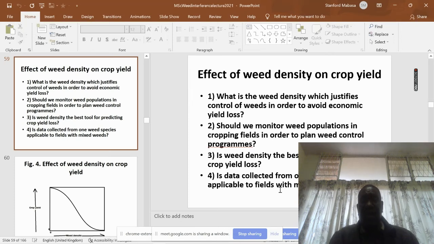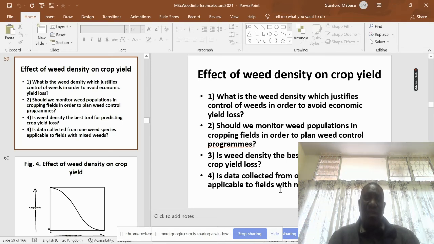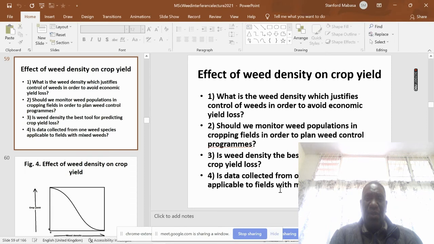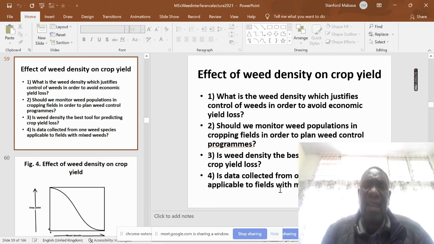The other issue is, is it important to go in the field and do some weed counts or monitoring weed populations so that we can plan weed control programs? Is weed density the best tool for predicting crop yield loss, or could there be other methods which are easily accomplished for this purpose?